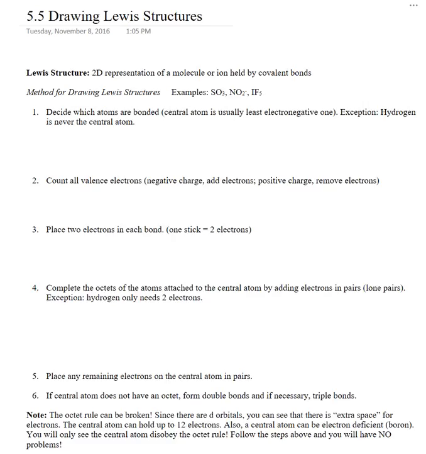In this lesson, we'll go through the steps to drawing Lewis structures. We'll follow the steps and use three examples, SO3, NO2-, and IF5. When drawing a Lewis structure, what we are trying to represent is a 2D version of a molecule or an ion that's held together by covalent bonds.